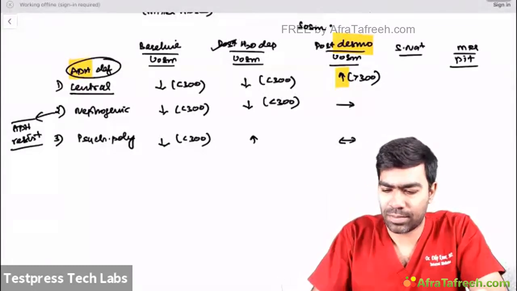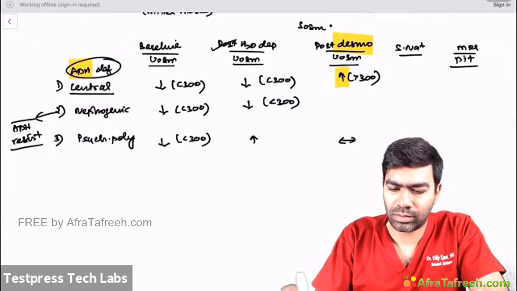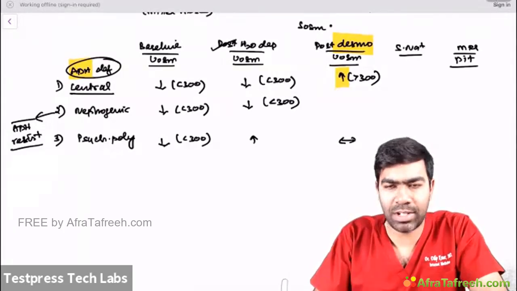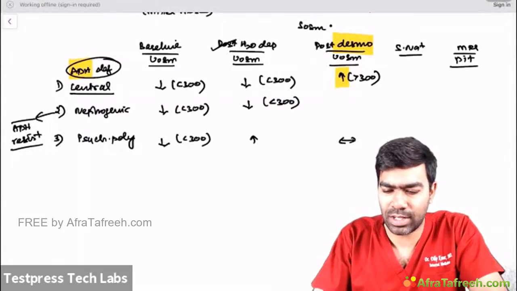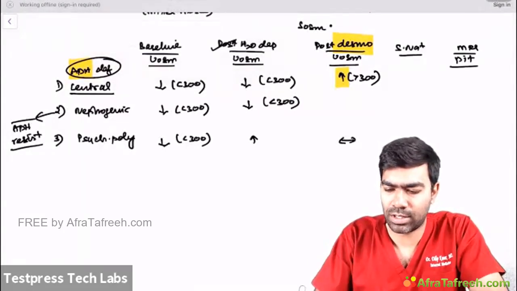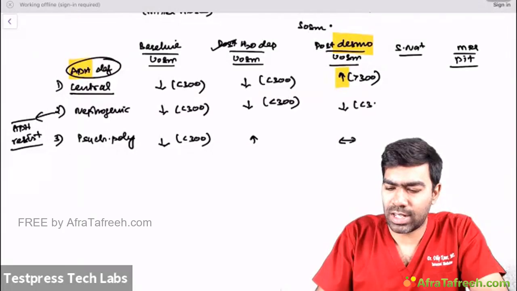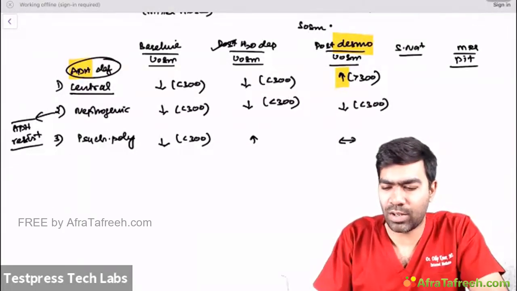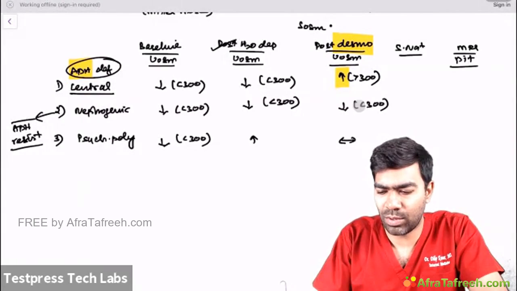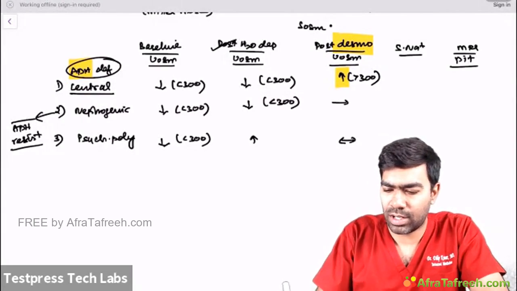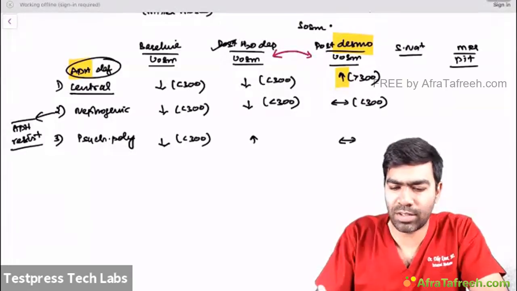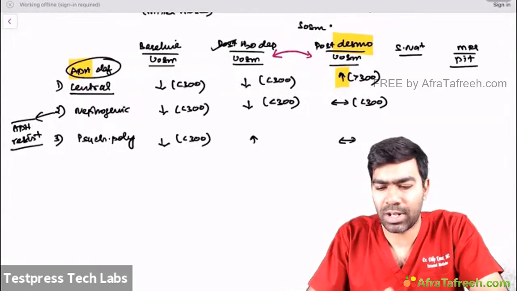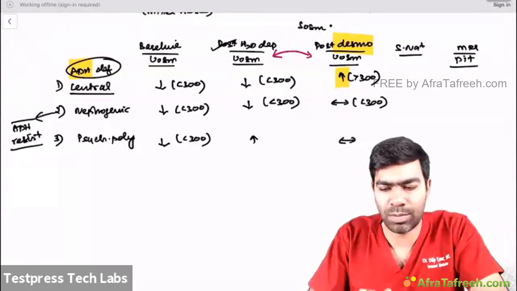As far as nephrogenic diabetes is concerned, it still won't change. What I mean by won't change is that it will still be less than 300 only. Either you can write reduced, or you can write it will not change. What I'm trying to tell is that I'm going to compare this value with this value. I'm not comparing the first value with the second value. I'm comparing the post-water deprivation value with the post-desmopressin value.